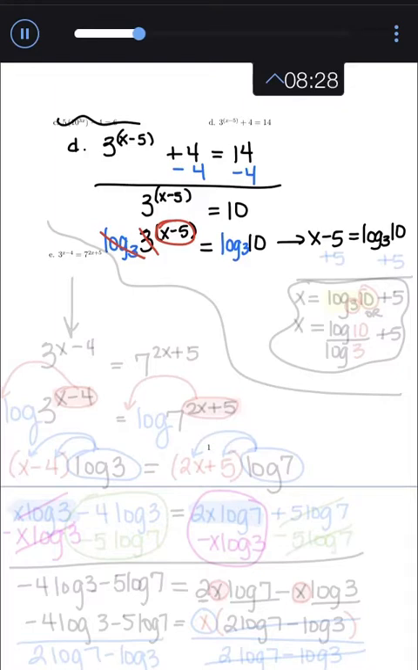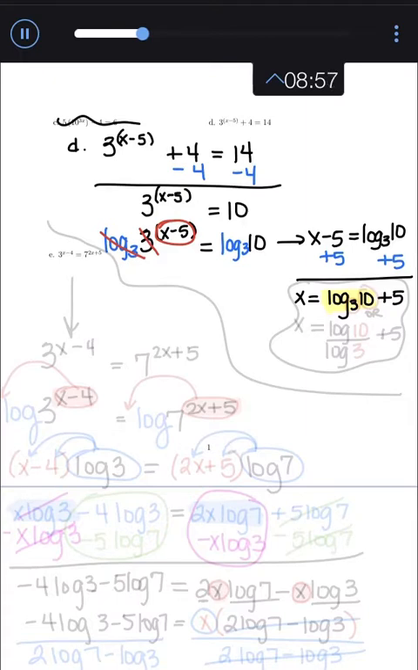And if you were to continue solving this just to get your x by itself, the last thing you need to do is add 5 to both sides. And that would get me that x equals log base 3 of 10 plus 5. Now the only real question is, depending on how the question is worded, are they okay with you leaving that log base 3 of 10?